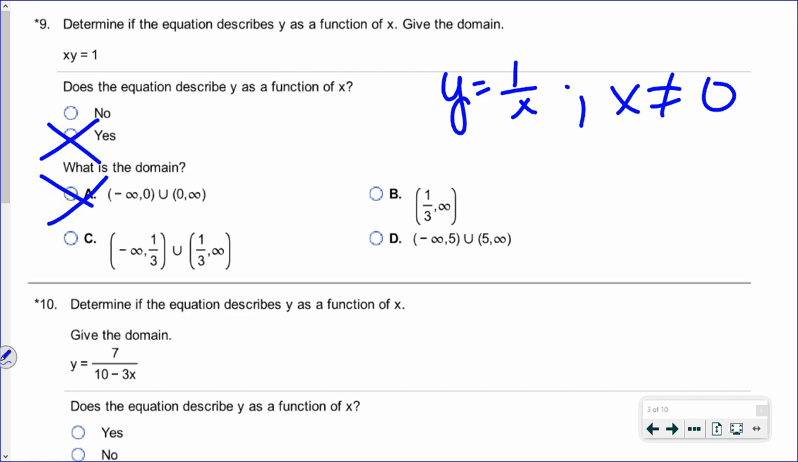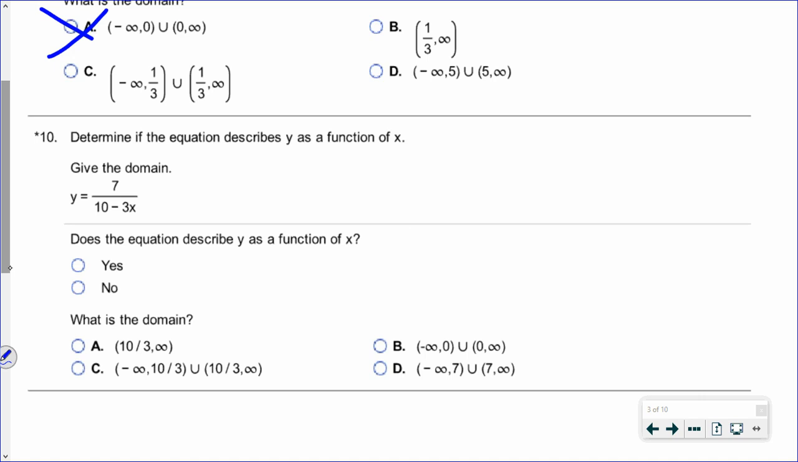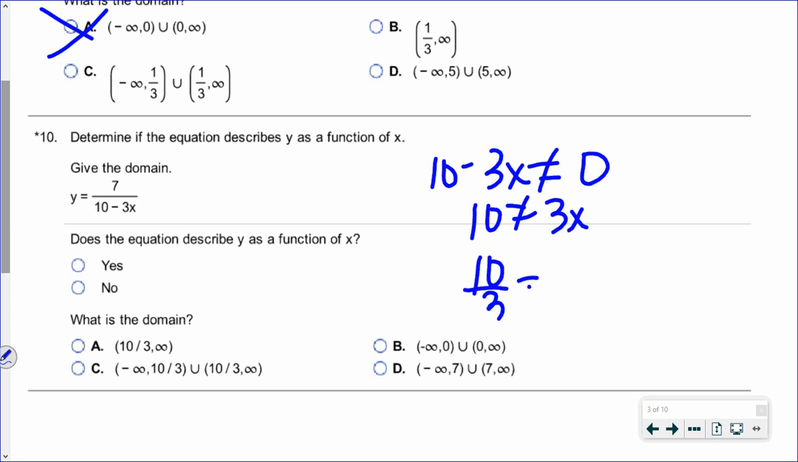Yes. Okay. Number 10 is exactly the same thing. It is still a fraction, right? That fraction has a denominator, and it has an expression. That expression in the denominator can never be what value? 0. So that means 10 minus 3x cannot be 0. So 10 cannot be 3x. So 10 divided by 3 cannot be x. x can be anything, but if it is 10 thirds, that's going to create 0 in the denominator. And is that legal? No. So which one of those tells me it can be anything but 10 over 3? Letter C. Do we understand that?